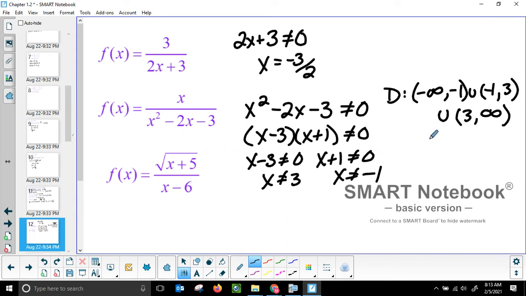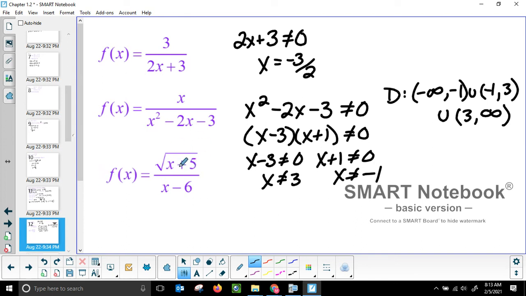All right, when you do write your domain in interval notation, do make sure that you write it in the order of a number line, right? Negative infinity is furthest to the left, negative 1 comes next, 3 comes further to the right of that, and infinity is furthest to the right. Don't mix these up, don't put them out of order, all right? Make sure that you're doing it correctly.